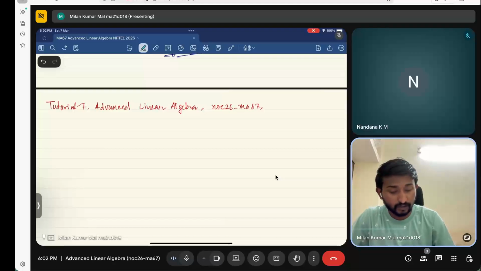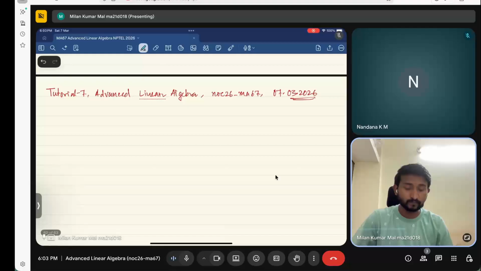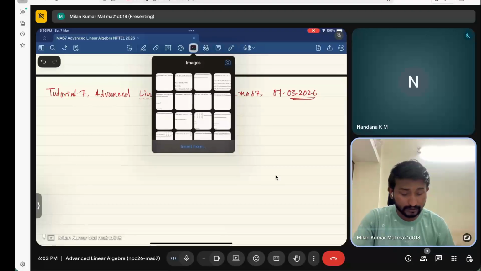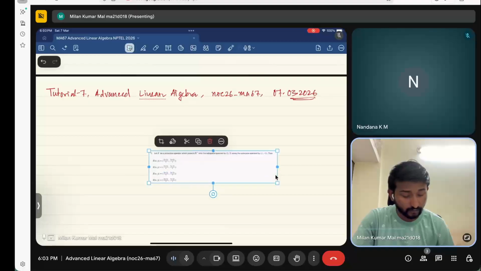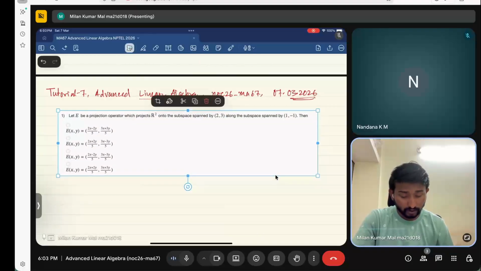And today is 7th March. I will not discuss any specific theorems unless it is required. According to the demands of the problems, I will discuss some problems and theories. Otherwise, I will not discuss any specific theory unless you are demanding it or there is something you are not understanding clearly. Those things I'll try to discuss.